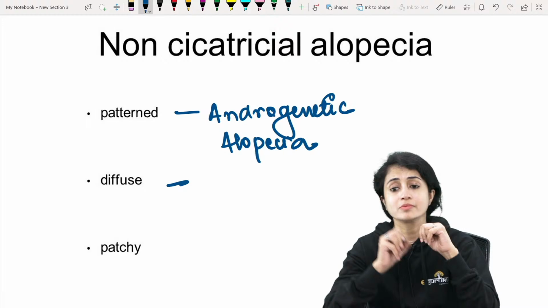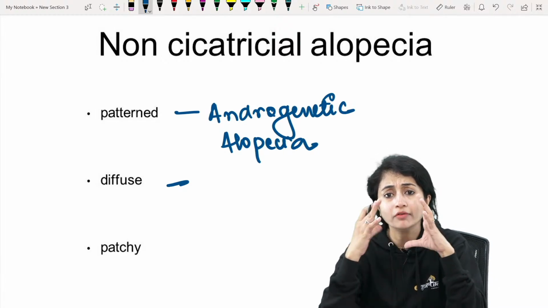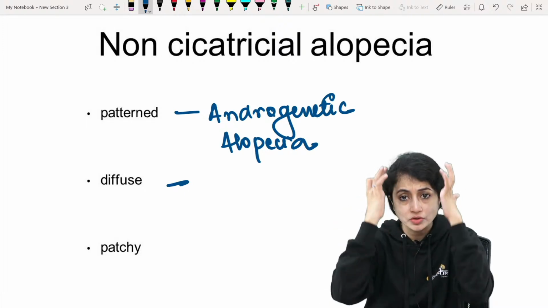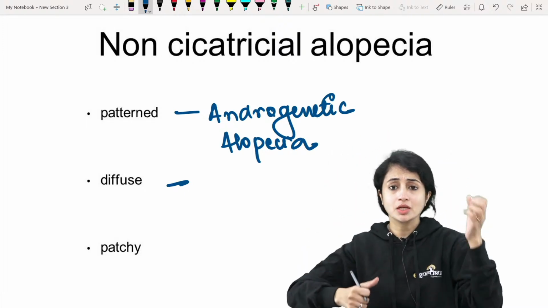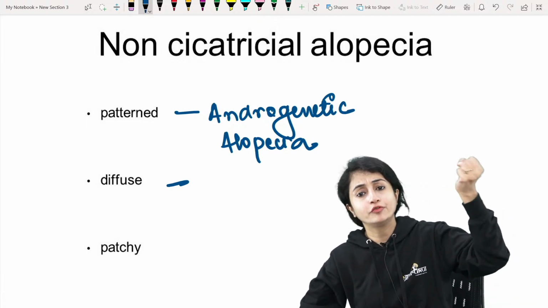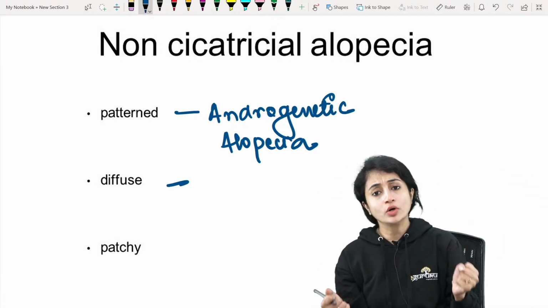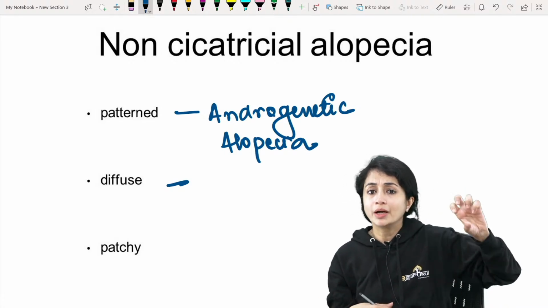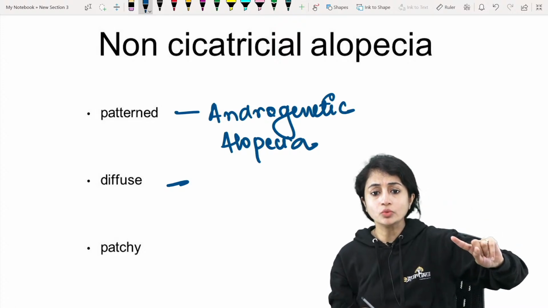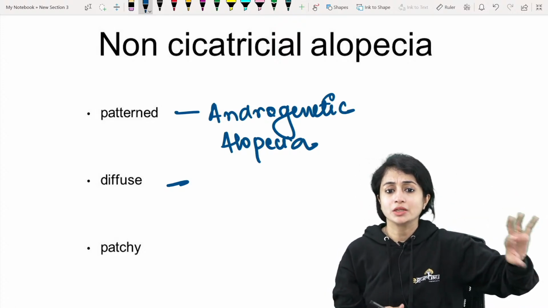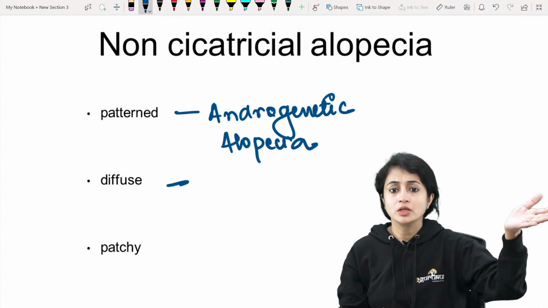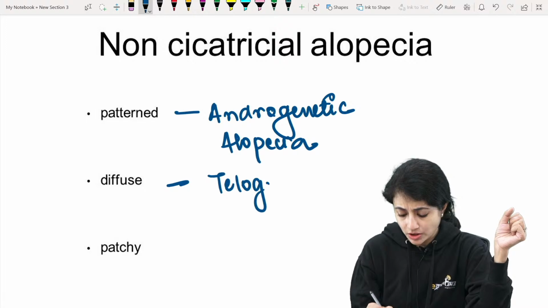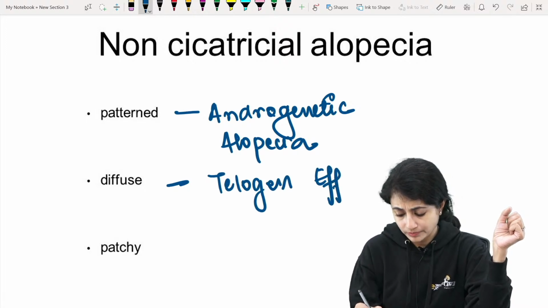A lot of times you would hear of patients who would say, I have a diffuse hair fall. You do not see any patches, you do not see a pattern, but the patient says that, oh, my hairs are coming out by handfuls. There is a loss of hair happening, but there is no defined pattern to it, or it is not patchy. That is called diffuse alopecia. And this we see usually in telogen effluvium.